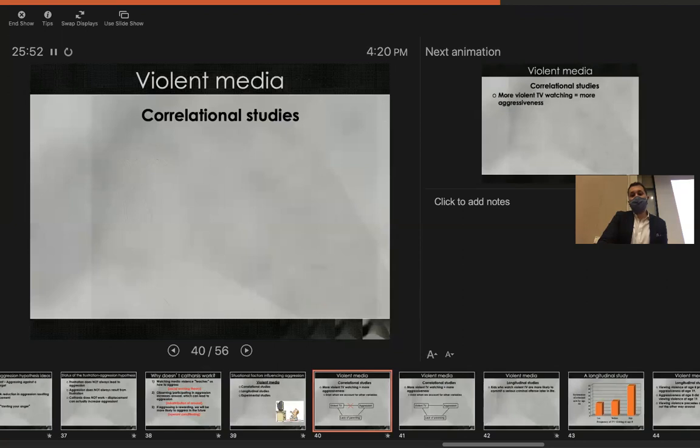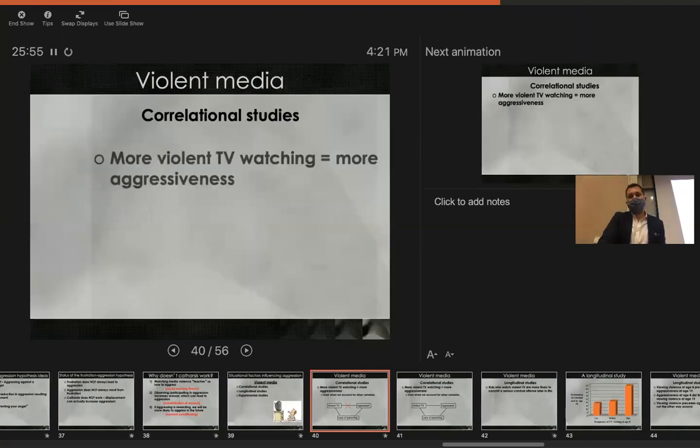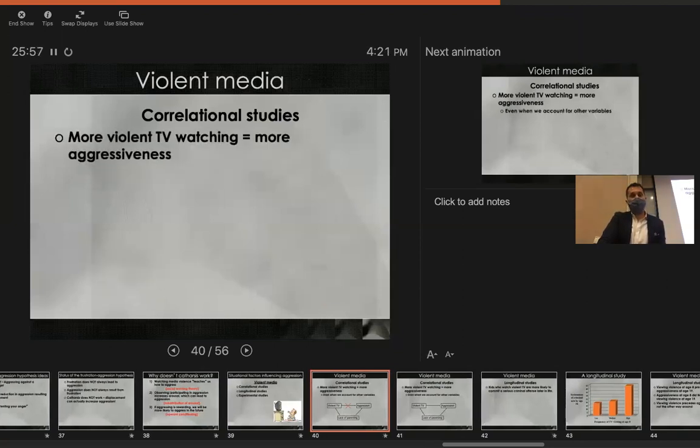And what these studies show is that there is a correlation, a positive correlation, meaning that on average, the more violent TV someone watches, the more aggressive they tend to be. Okay? Obviously, it's not a perfect correlation. There are people who watch all sorts of aggressive movies and aren't aggressive at all, and there's people who are very aggressive who don't watch aggressive movies. It's not a perfect correlation, but certainly there is a correlation.